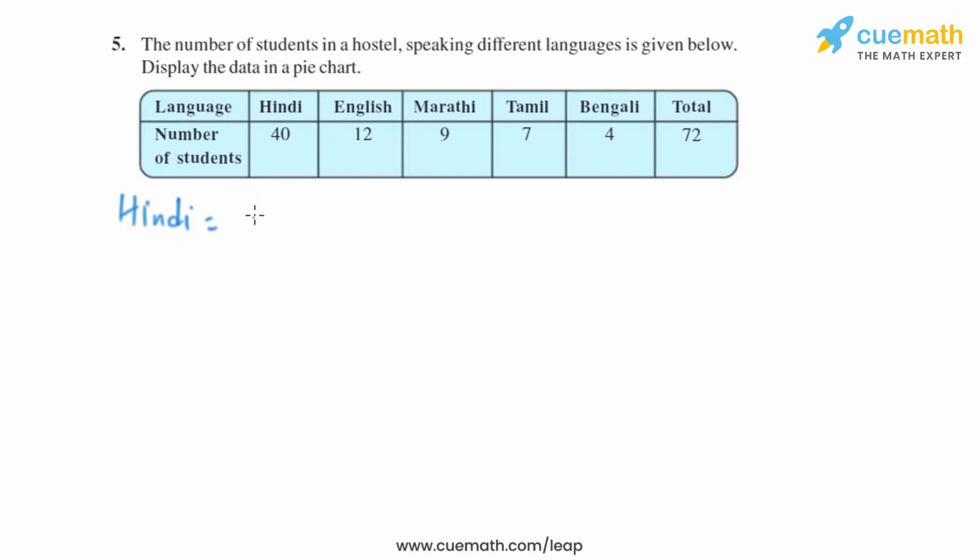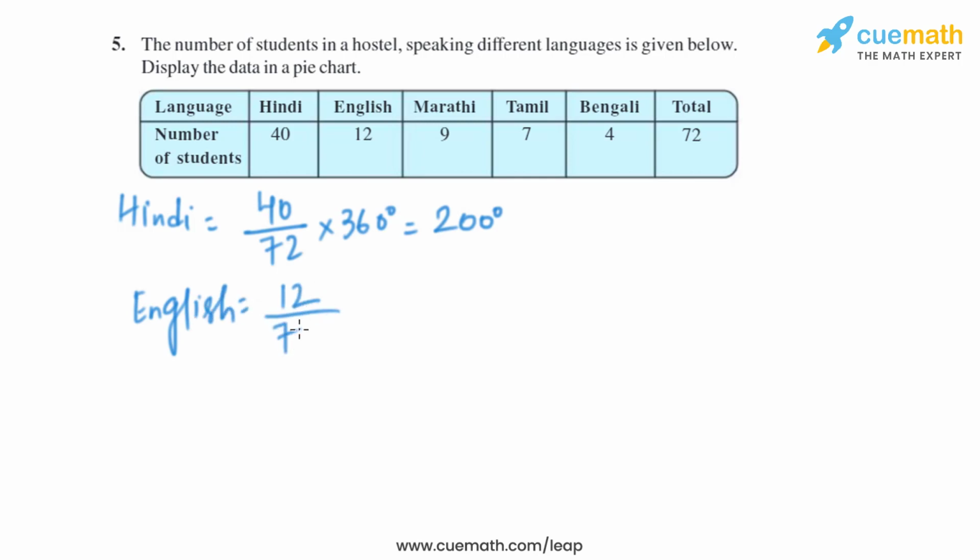So let's start with Hindi. As we can see, the number of students who speak Hindi is 40 out of 72 multiplied by 360 degrees. On solving this, we will get 200 degrees. So the central angle of Hindi is 200 degrees. Now let's move on to English. For English, it is 12 divided by 72 into 360 degrees, and on solving this we will get 60 degrees as the central angle of English.